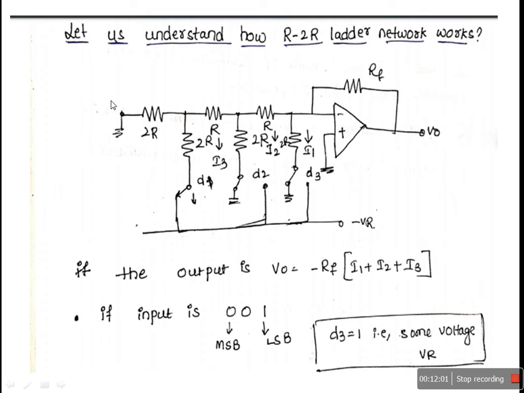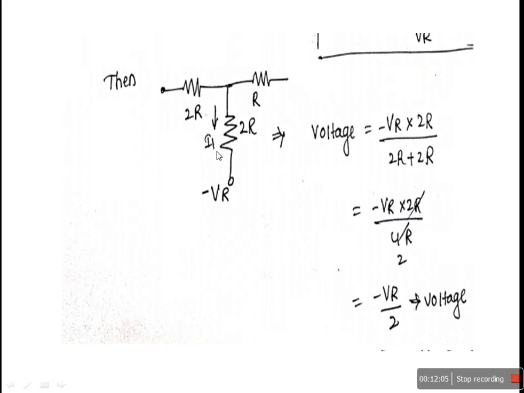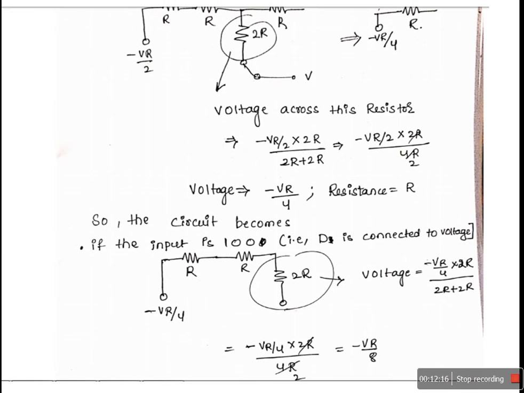In order to calculate that, I am considering only this part of the circuit, and I am calculating the voltage by using the voltage division rule. So voltage equals the known voltage, minus VR, into 2R by 2R plus 2R. The total voltage is minus VR by 2. So I am considering the next bit.